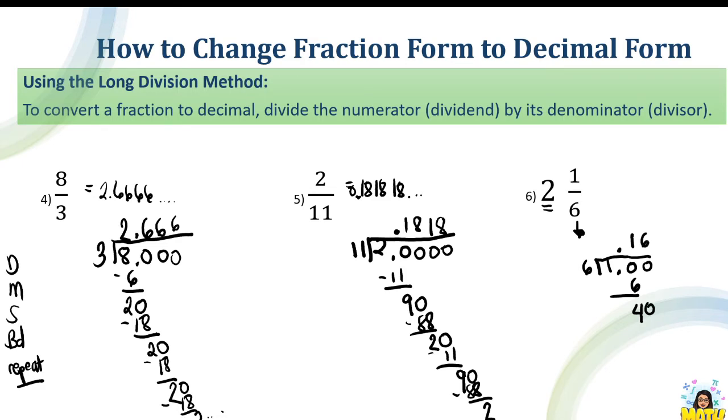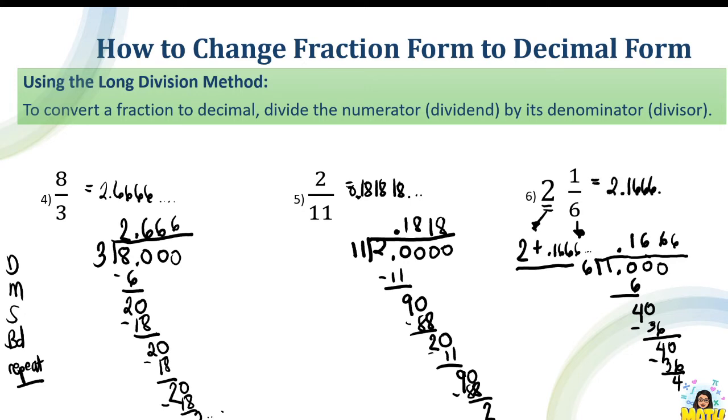6 times 6, 36. Continue the process. Notice that even if we continue the process, there will still be 4 as the remainder, which means magko-continue yung 6 dito. That is why here, the decimal point is 0.1666. Pero since we still have 2 as the whole number, i-add pa natin yan dito. So therefore, the answer here is 2.1666 and so on, so forth.